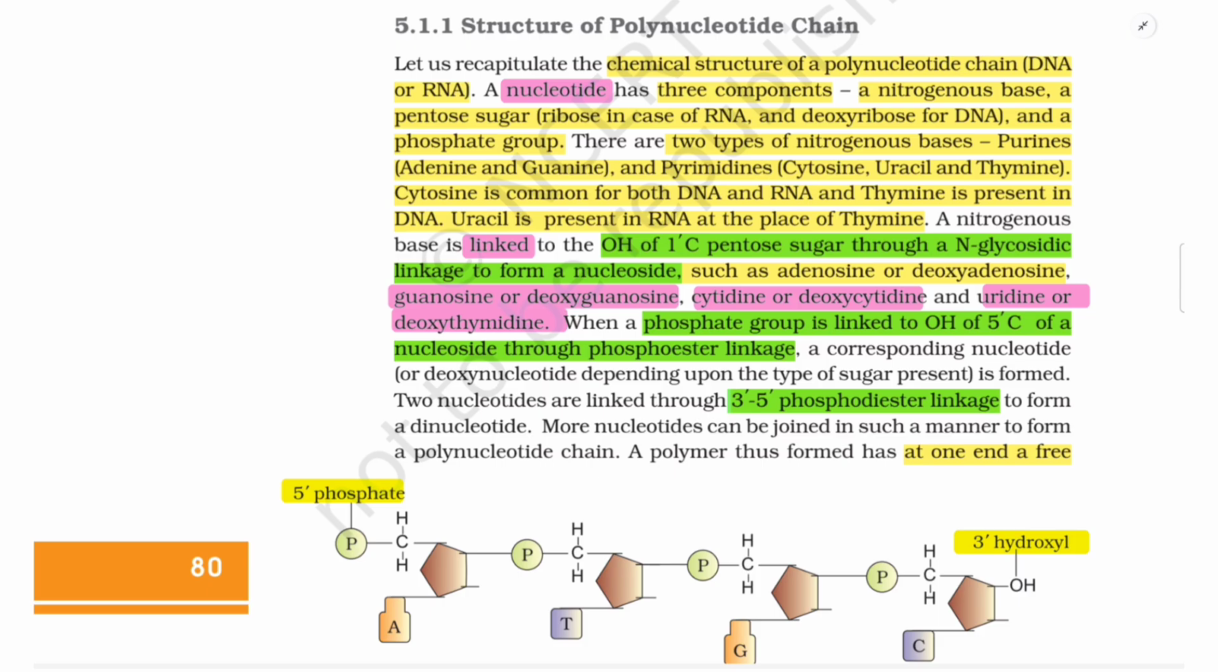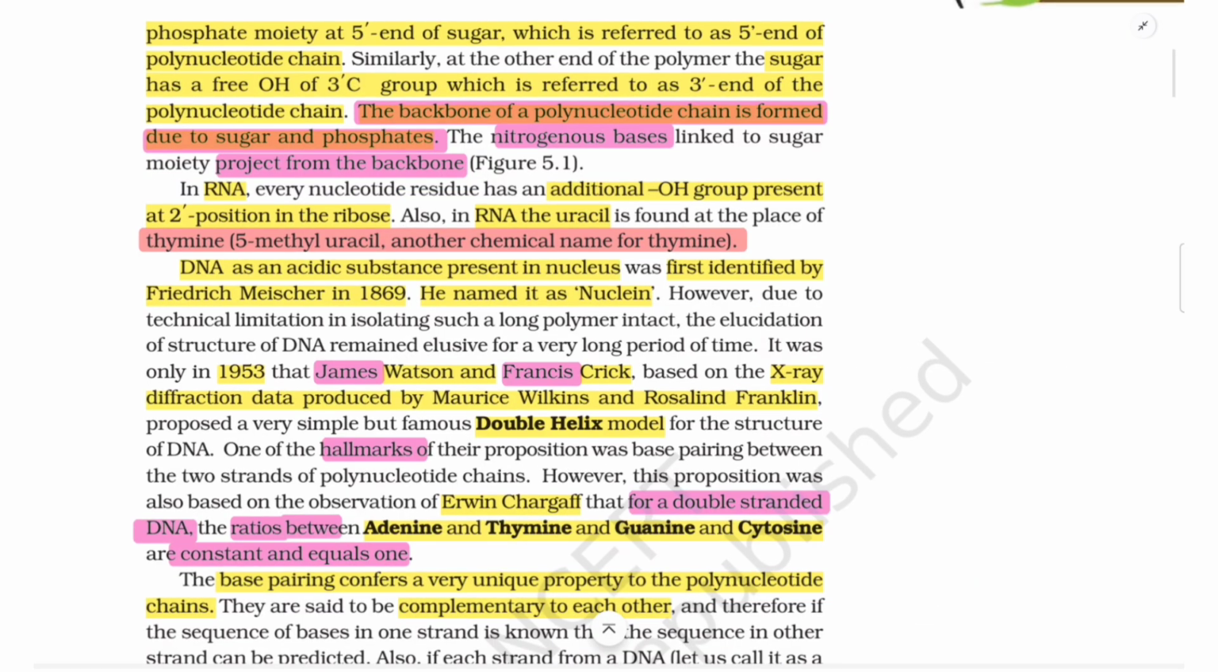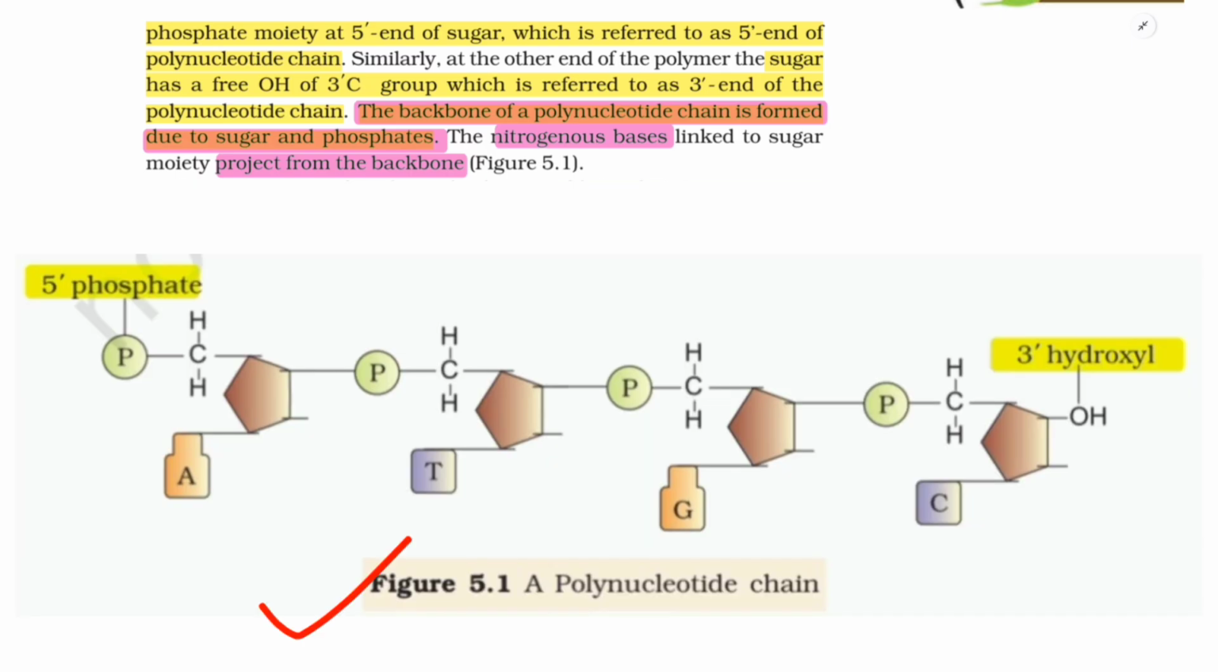A polymer thus formed has at one end a free phosphate moiety at the 5' end of the sugar, which is referred to as the 5' end of the polynucleotide chain. Similarly, at the other end of the polymer, the sugar has a free OH of the 3' carbon group, which is referred to as the 3' end of the polynucleotide chain. The backbone of the polynucleotide chain is formed by sugar and phosphates. The nitrogenous bases linked to the sugar moiety project from the backbone, Figure 5.1.